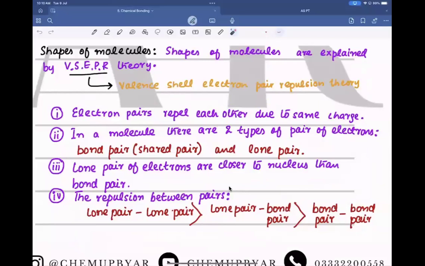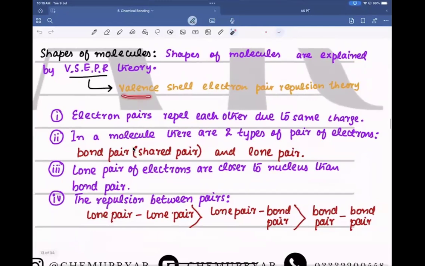Okay, yeah. So today we are going to start the new topic, shapes of molecules. We explain which kind of shapes molecules will attain on the basis of VSEPR theory, which is called valence shell electron pair repulsion theory.